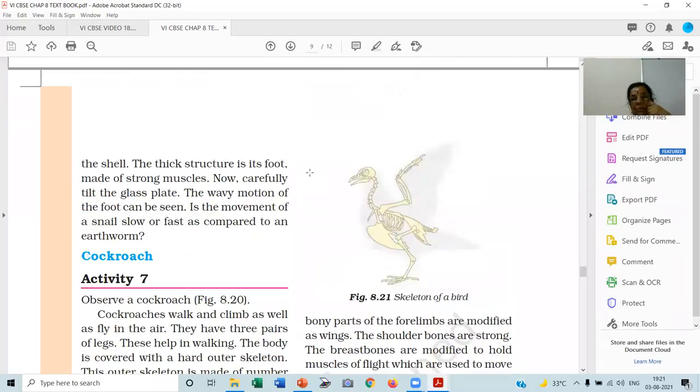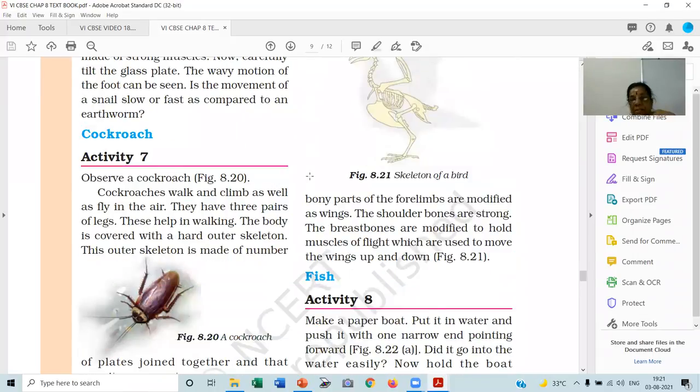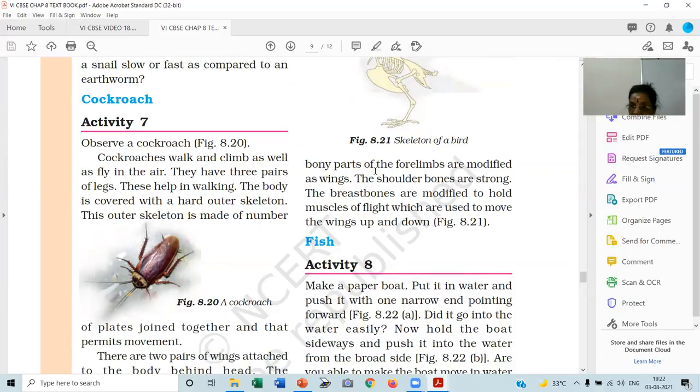Perching means sitting on a branch, right? The bony parts of the forelimbs are modified into wings with feathers. The shoulder bones are strong. The breast bones are modified to hold the muscles of flight, which are used to move the wings up and down. I will explain this in more detail later. I hope you understand. So this is the body movement of birds.